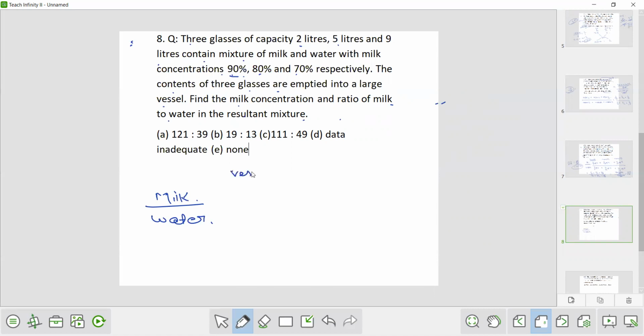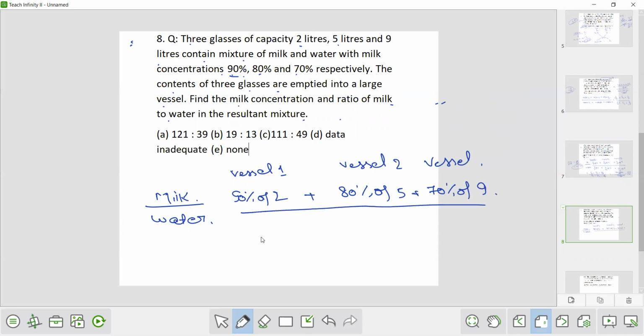Capacity of vessel 1, vessel 2 and vessel 3. Milk in vessel 1 is 90%, so 90% of 2. In vessel 2, milk is 80%, so 80% of 5. And in vessel 3, milk is 70%, so 70% of 9. Now for water: if 90% is milk, then 10% of 2 is water. If 80% is milk, then 20% is water in vessel 2. And if 70% is milk, then 30% is water in vessel 3.